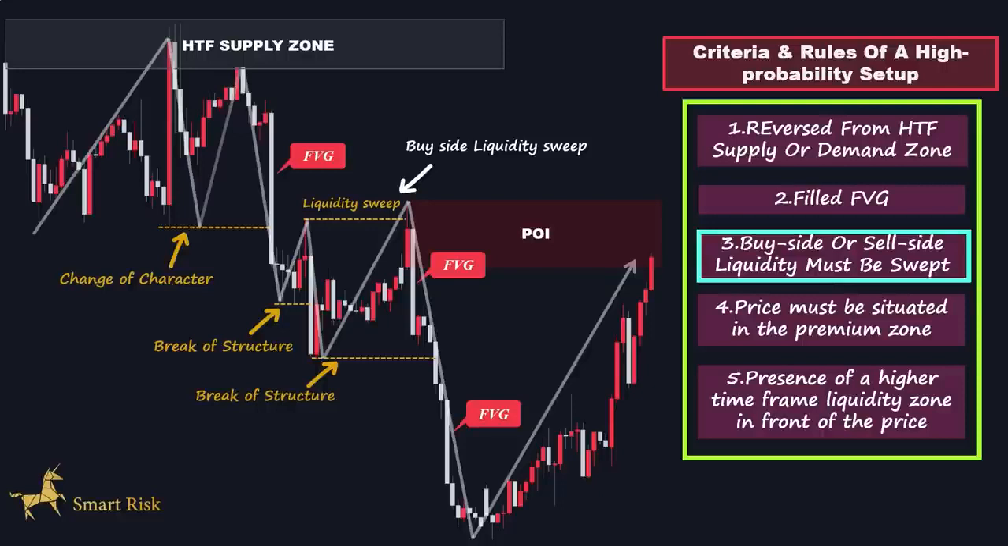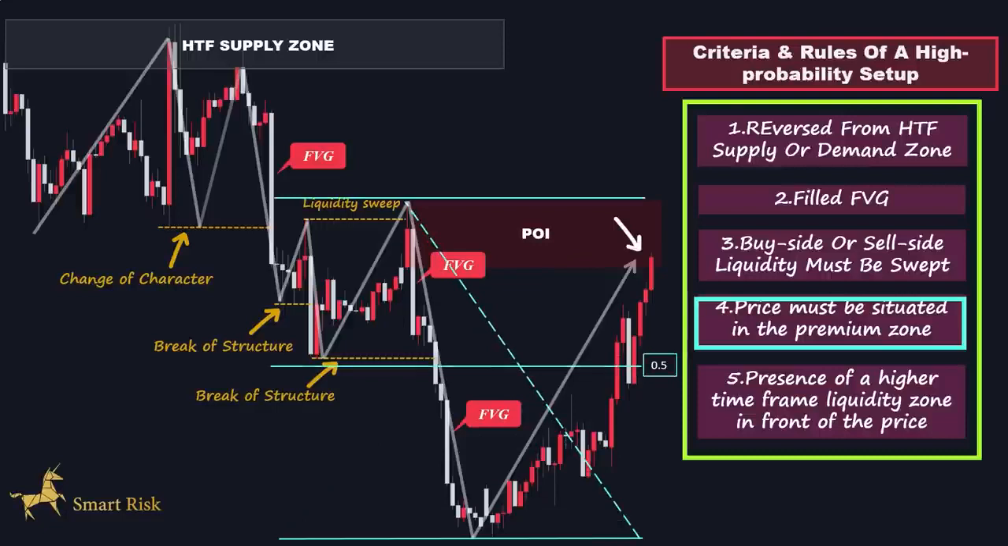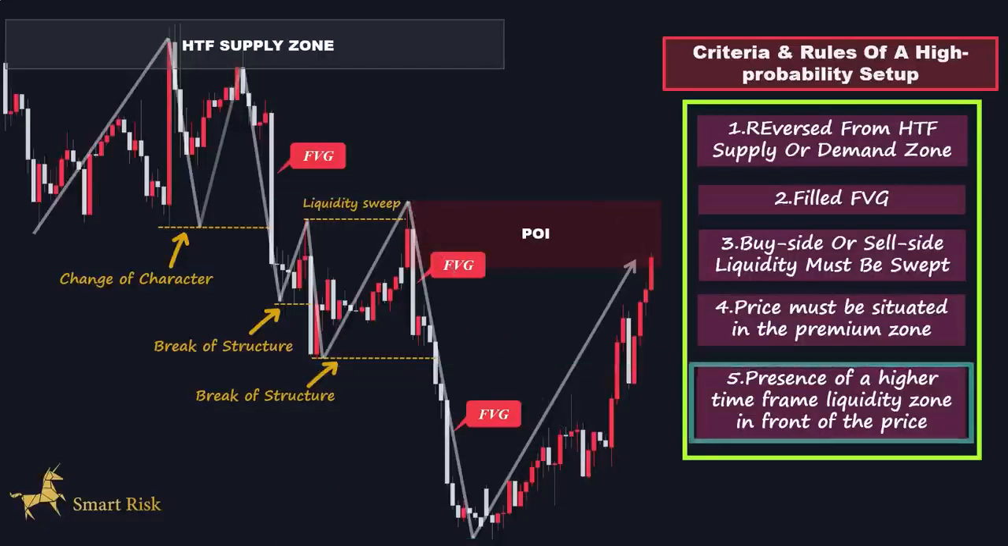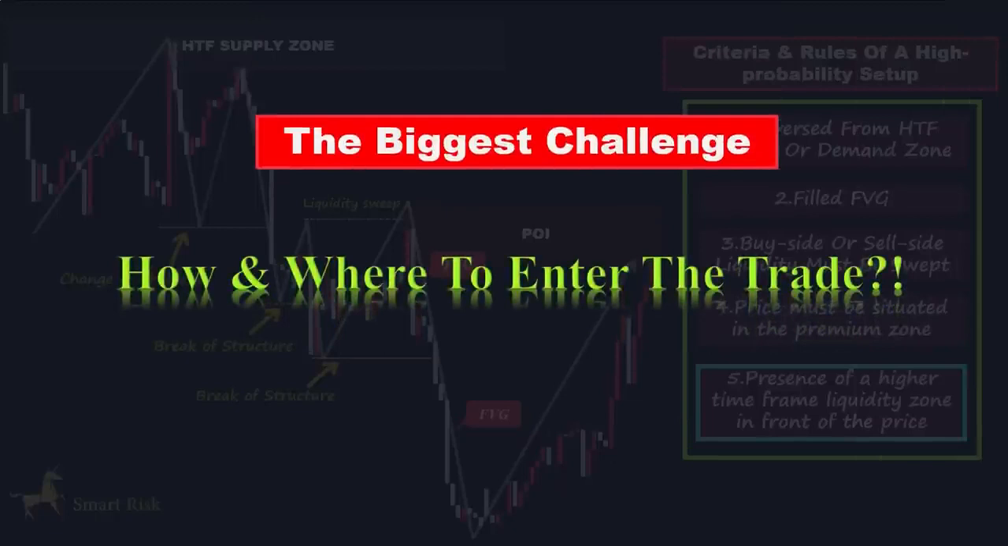The key idea behind this rule is that when buy-side liquidity is cleared out through a liquidity sweep, the price is then attracted to the sell-side liquidity, which is in line with its prevailing direction. Our fourth rule is that the price must be situated in the premium zone to consider placing a short position, or it must be in the discount zone to consider a long position. It's pretty clear that here, the price is above the 50% of Fibonacci retracement. The last rule is the presence of a higher time frame liquidity zone in front of the price that can be utilized as a potential take-profit level. When all these rules and criteria align, we have a high probability trading setup.